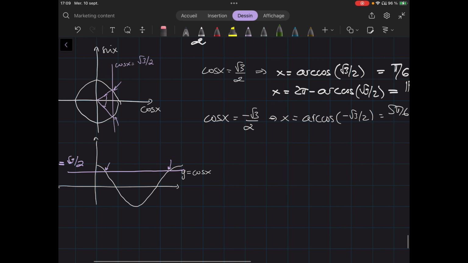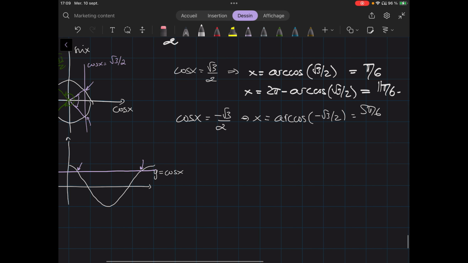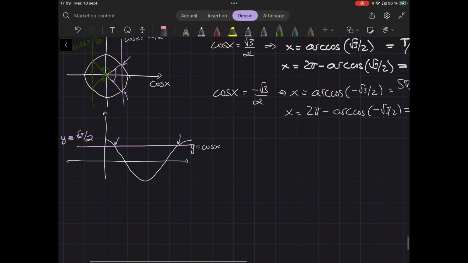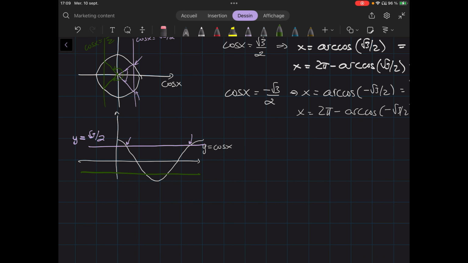I'm going to use green for this. So this is the line cos of x equals negative root 3 by 2. And these are the two angles that you're looking for. The first angle is 5 pi by 6. The second angle is 7 pi by 6. If you want to use the curve, you can also draw the line y equals negative root 3 by 2, and then find the intersections.